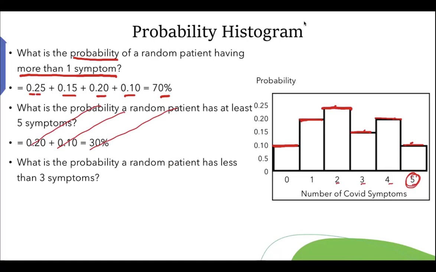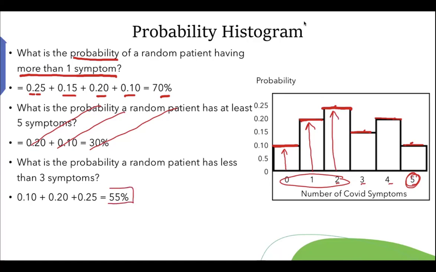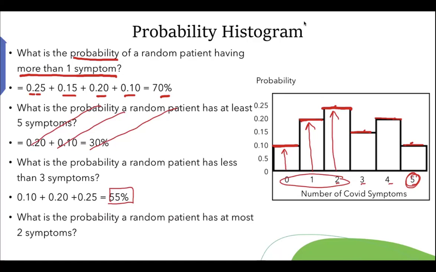What is the probability that a random patient has less than 3? Okay, I hope I got this one right. Less than 3. So we have 0, 1, and 2. That would be 0.10 plus 0.20 plus 0.25, and that's 55%. And the probability a random patient has at most two. At most two means 0 or 1. I'm sorry. At most two means the same thing as less than 3. Okay. At most two is the same thing as less than 3. It's 0, 1, and 2.